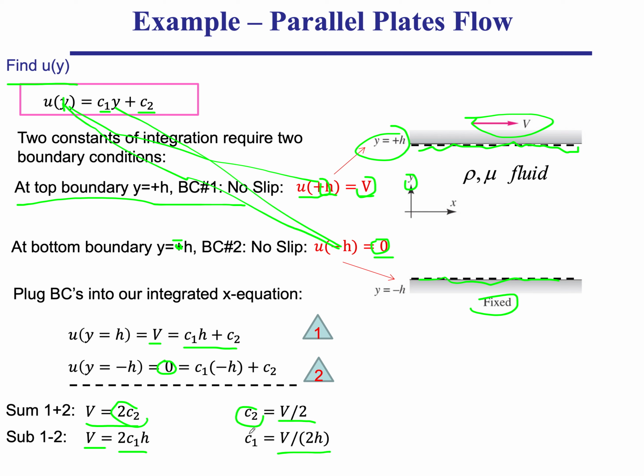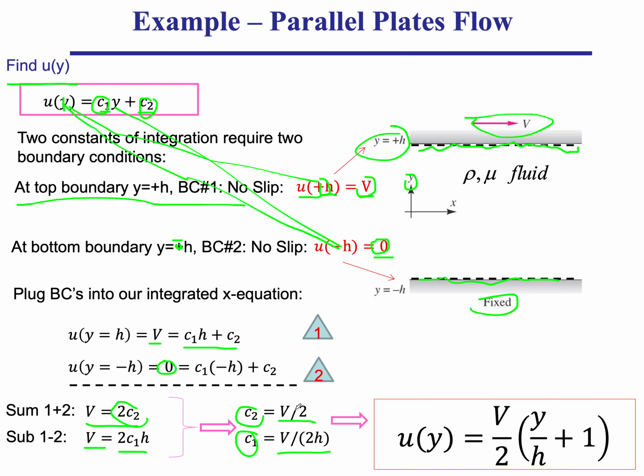So I get C1 and C2. Take C1 and C2 and plug them back into the equation that we started with. So for C1, plug in V over 2h, and for C2, plug in V over 2. So that's what you get. Now we have completely described the velocity. We have now completely found what the velocity distribution inside the oil film between your hands looks like. It is linear.